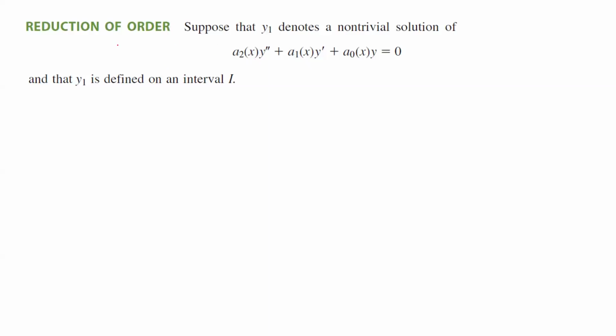Let me show you how to apply the method of reduction of order to solve a second order differential equation of the form a sub 2(x) y double prime plus a sub 1(x) y prime plus a sub 0(x) y equal to 0. We have a homogeneous differential equation. Suppose you have one of the solutions, denoted by y sub 1.